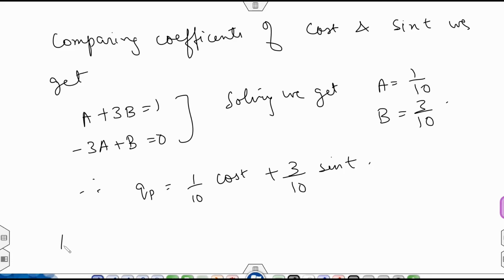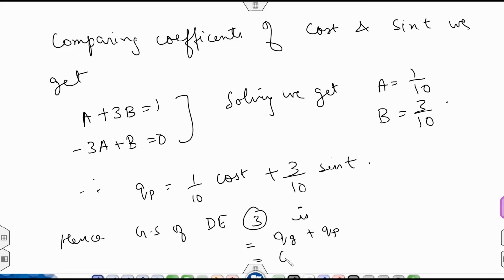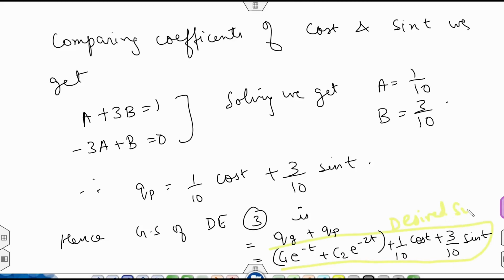And hence, we got the general solution of differential equation 3: Qg plus Qp, which is equal to C1 e to the power minus t plus C2 e to the power minus 2t plus 1 by 10 cos of t plus 3 by 10 sin of t. So this is our desired solution. This is the expression of the charge at any time. If I put t equal to 10 seconds, I'll get the charge at t equal to 10 seconds. Now I'll give you a few practice problems, and after that I'll end this lecture.